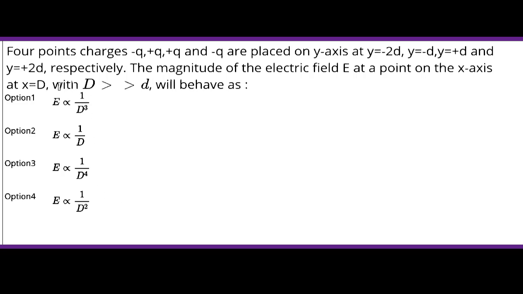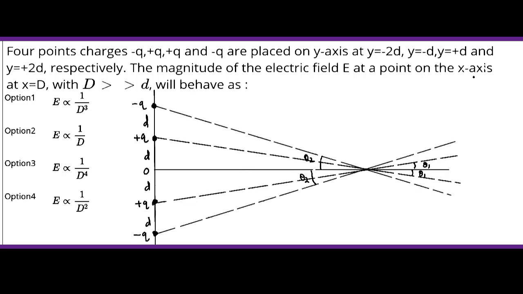Our options are: E is inversely proportional to D cube, inversely proportional to D, inversely proportional to D raised to the power 4, and inversely proportional to D square. Okay, so the given data in the question, if we represent it in a figure, will look like this. Okay, so the figure looks like this.